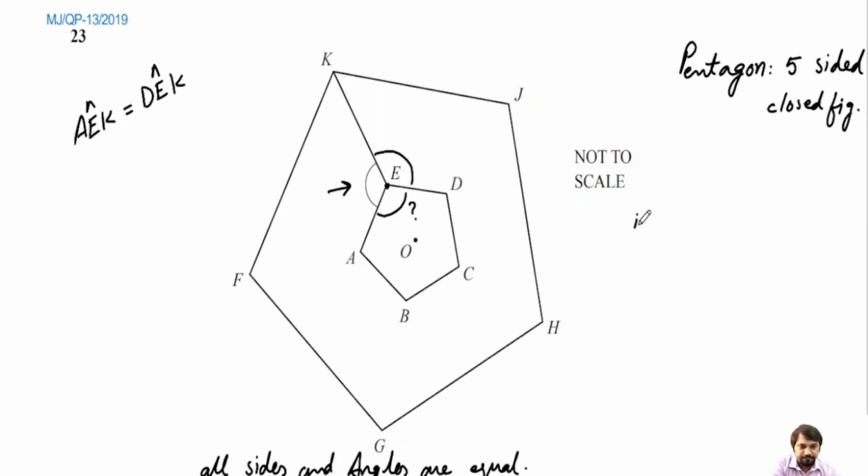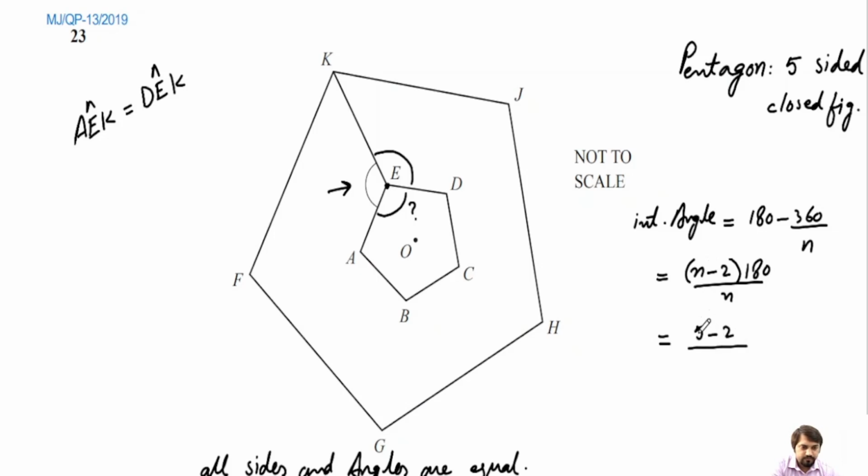We have the formula. Interior angle of a pentagon is equal to 180 minus 360 over n. This is the interior angle formula. We can also write this formula after taking the LCM like this: (n minus 2) into 180 divided by n. If you take the LCM of this, you will get this formula. Now I'm going to put the values here to calculate one interior angle of the pentagon. So n is 5: 5 minus 2, multiply 180, divided by 5.